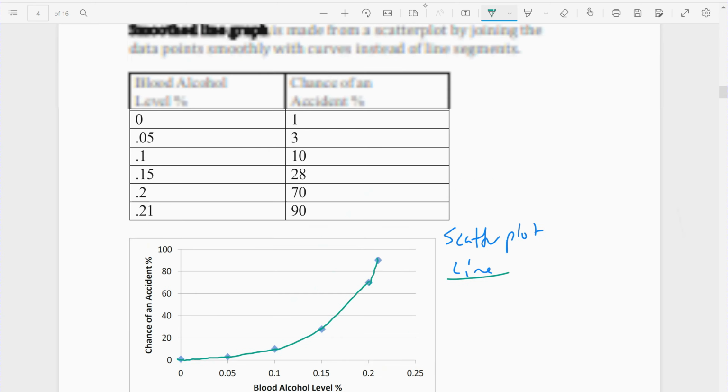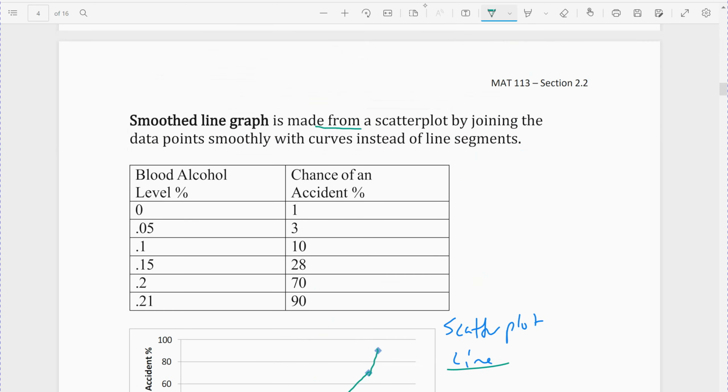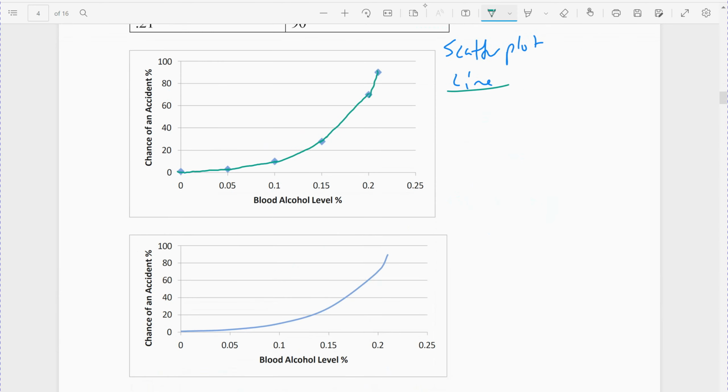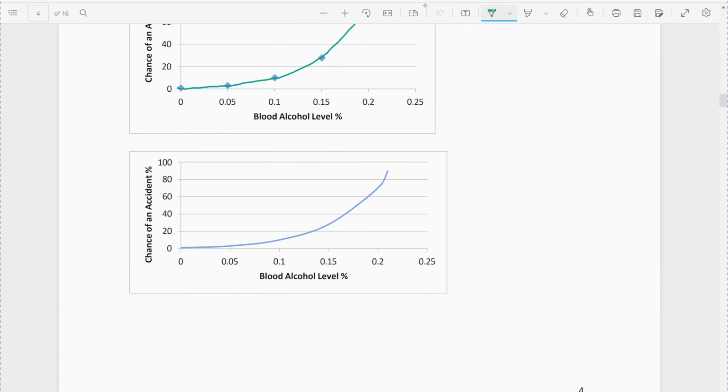A smooth graph is made from a scatter plot by joining the data points smoothly instead of with line segments. So you're going to draw a line smoothly between them. We're not going to stop between each point and draw a line segment. Here is the example: there would be my line segments between my scatter plot, and then the last one drawn there would be the smooth curve. So this would be the smooth graph. Those are the graphs we're going to look at, and we're going to describe the behavior.